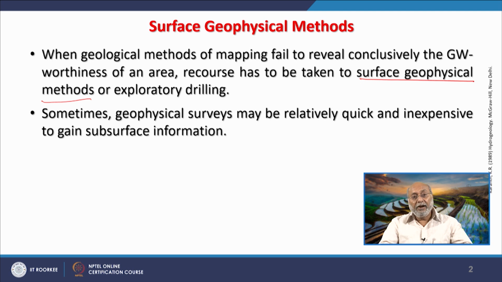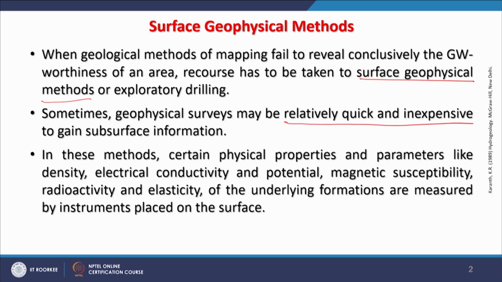Why? Because there are electrical methods, which we will of course be discussing just after this discussion. The instruments for electrical methods are sometimes not very expensive, and quite a good area can be covered in a very quick manner, and a lot of information related to groundwater, aquifers and other things can be obtained to some accuracy. So, therefore, it is mentioned as relatively quick and inexpensive in a relative sense.